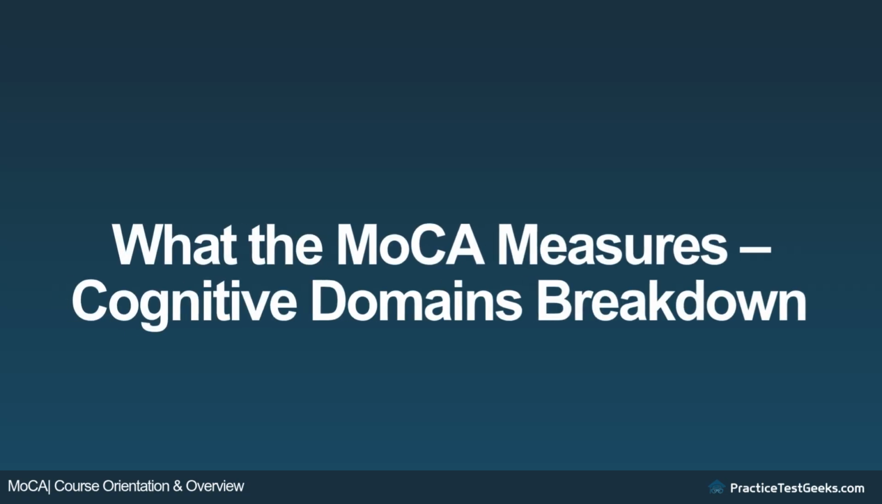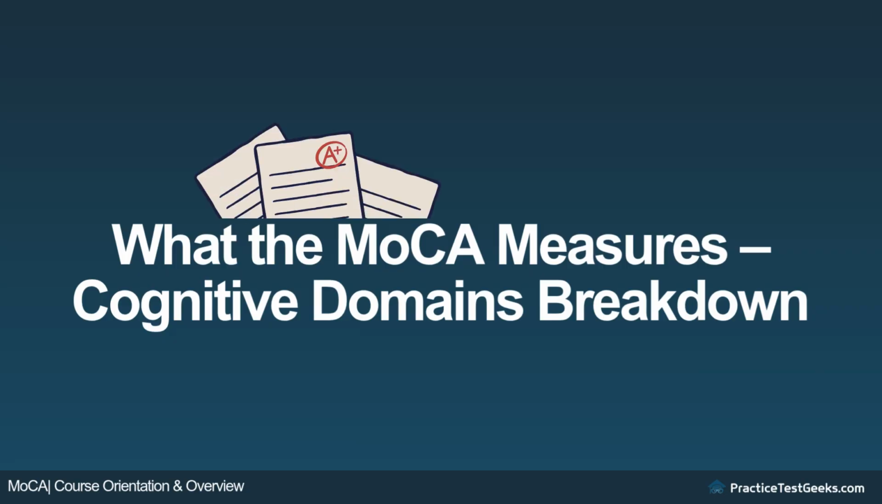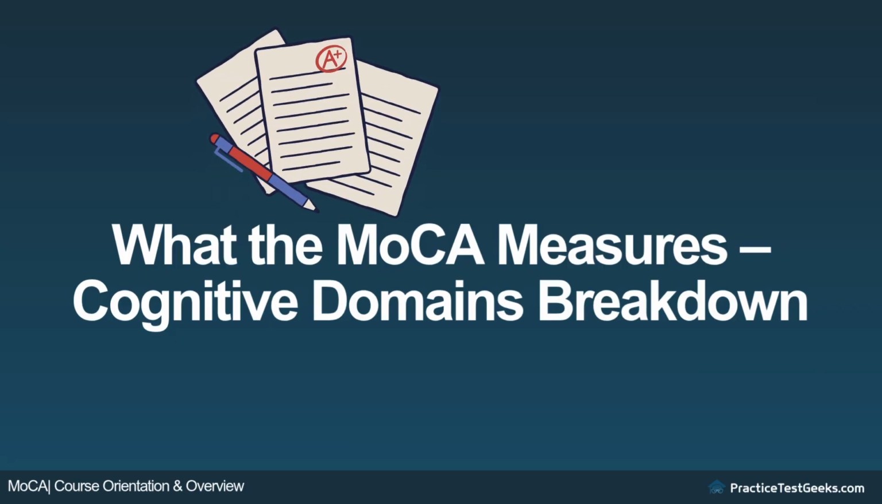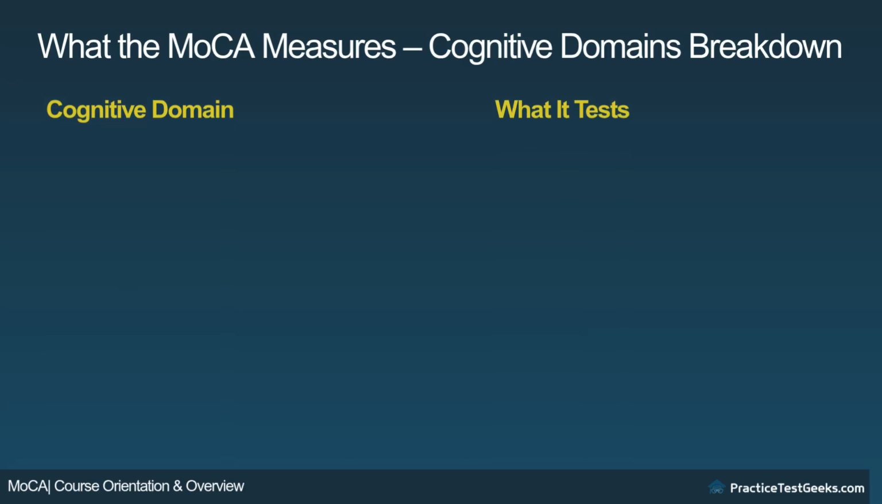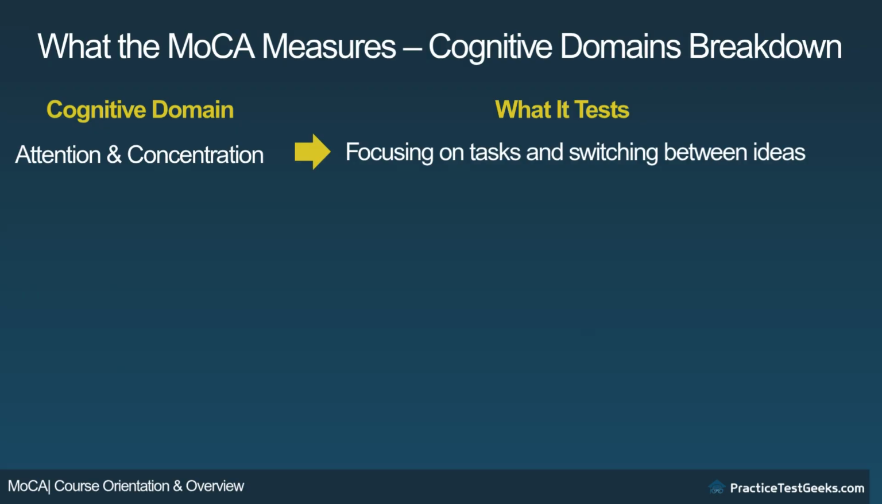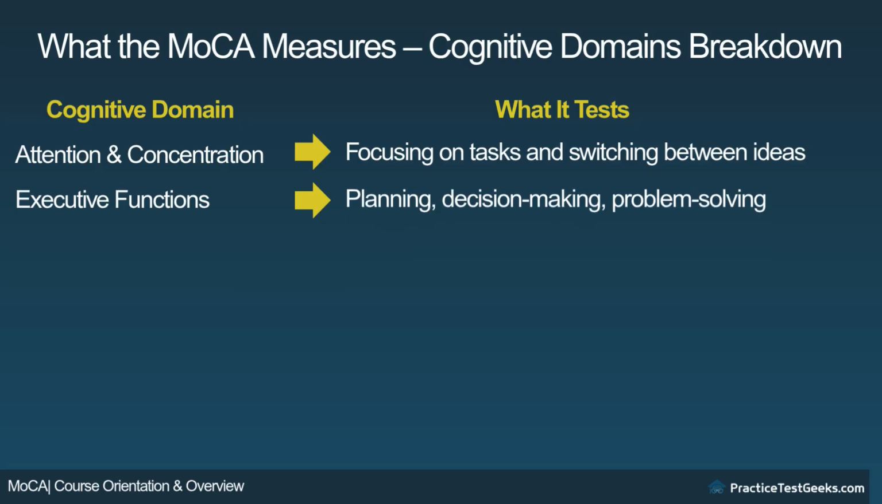What the MoCA measures: cognitive domains broken down. The MoCA isn't a single memory test. It's a multi-domain assessment. Each section targets a specific area of brain function. You'll learn how to master each of these areas in coming modules. But here's the big picture. Cognitive domain, what it tests: attention and concentration, focusing on tasks and switching between ideas. Executive functions: planning, decision-making, problem-solving.